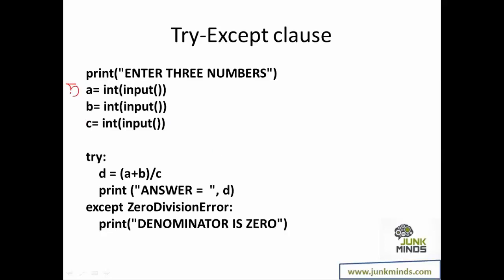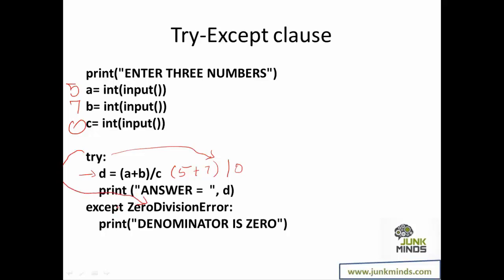Now, suppose it goes like this. You've given the value of A as 5, the value of B as 7, and the value of C as 0. Now when I go to this try block, this becomes 5 plus 7 div 0. As soon as this becomes 0, this try block sees that an exception has been generated. What it will do is stop the program here, and immediately it will invoke this except block. It will send a message to this except block.